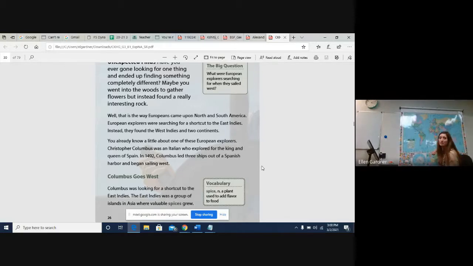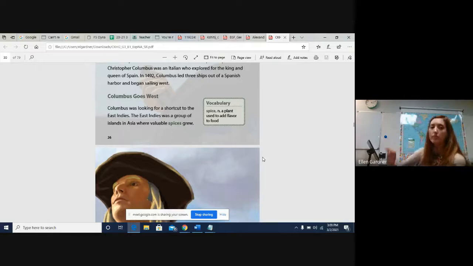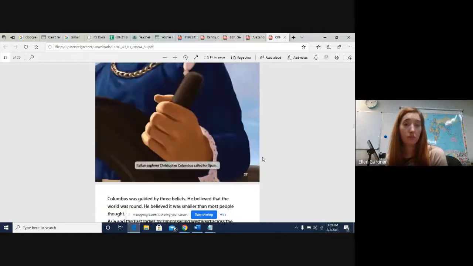Now the Indies, East Indies, which we're going to get into, is actually way over here close to India and China and Indonesia. These islands are what they're looking for. Obviously, they're going in the opposite direction. Now, Christopher Columbus in 1492 led 3 ships out of a Spanish harbor and began sailing west. Columbus was looking for a shortcut to the East Indies. This is east, this is west. So he was wanting to go east. The East Indies was a group of islands in Asia where valuable spices grew.